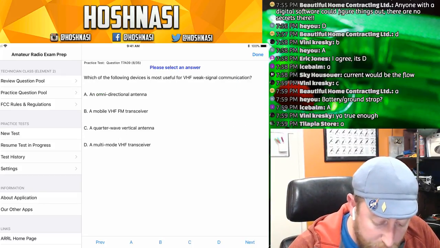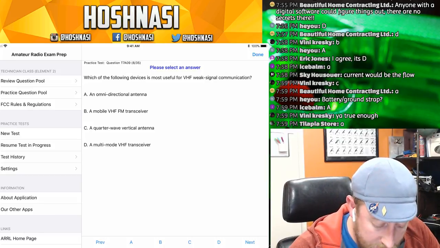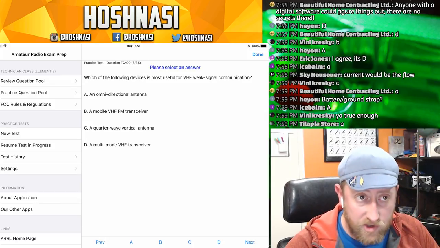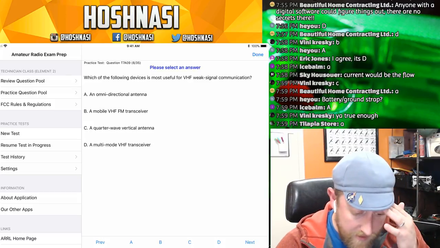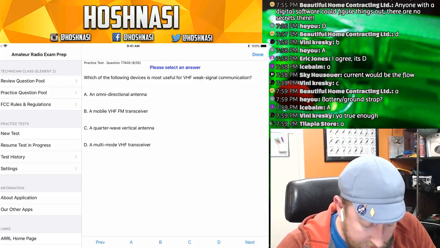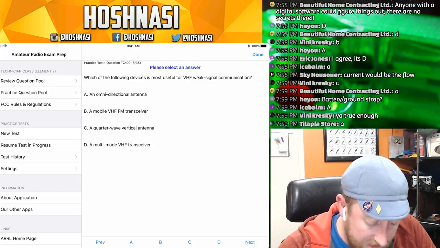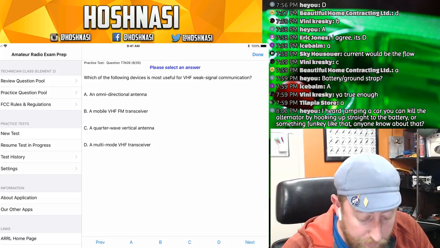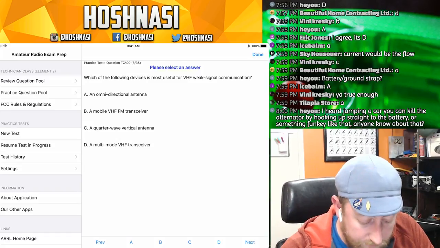Which of the following devices is most useful for VHF weak signal communication? A omnidirectional antenna, a mobile VHF FM transceiver, a quarter wave vertical antenna, a multimode VHF transceiver. Which of the following devices is most useful for VHF signal communication?